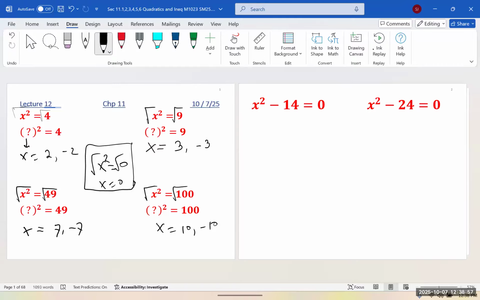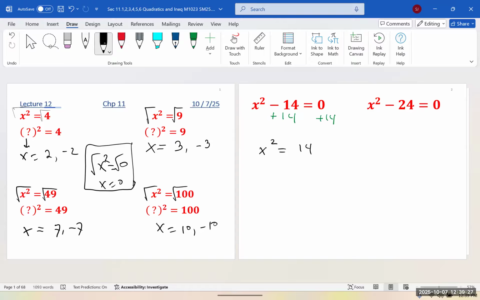For example, the first one, we have x squared minus 14 equals 0. Our goal is to solve for x. So what do we do? First step, just like before, we need to add 14 to both sides. So we get x squared equals 14.